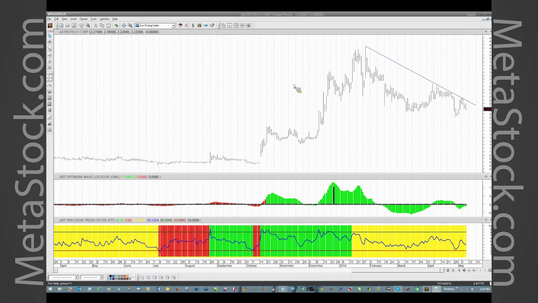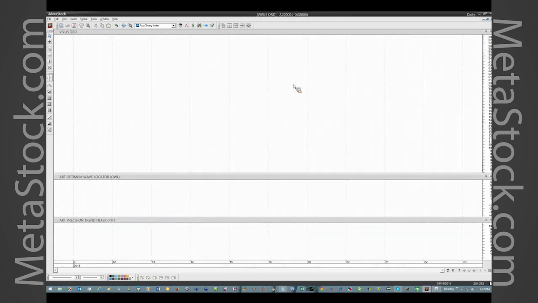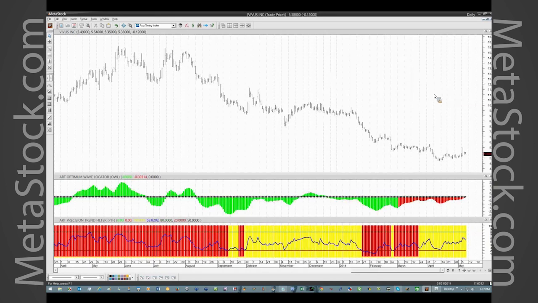Let's try VVUS.O. Okay, this is another classic one that I like to look at. Notice it's had a nice sell-off here, but also notice that we're seeing bullish divergence here. And so that's something we like to look at. Notice we've had red, red, red, red, red, green, yellow, red. So it's neutral. We haven't had any green yet.